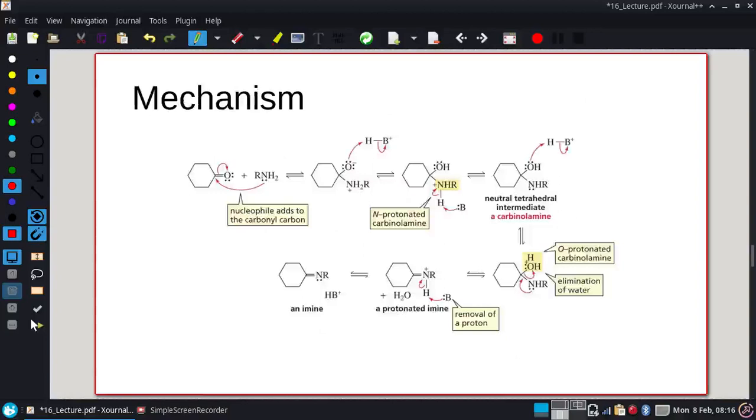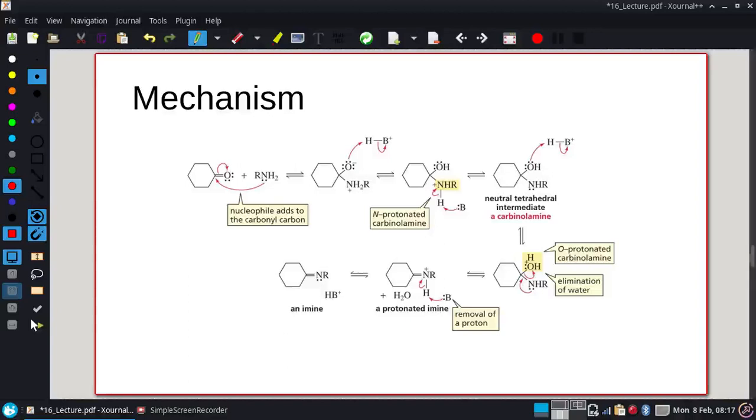But this imine is named based on that double bond. And the mechanism generally shows what's going on. The nitrogen's lone pair will do a backside attack to the carbonyl, and then we're going to essentially protonate the oxygen to stabilize it, then deprotonate the ammonia to stabilize it.